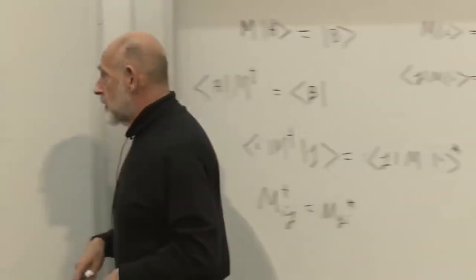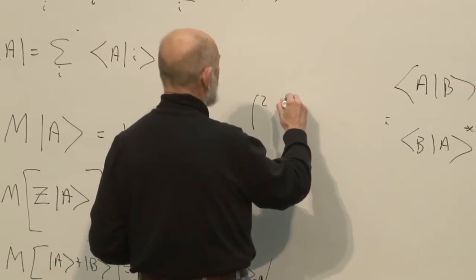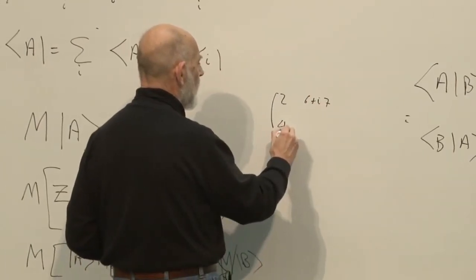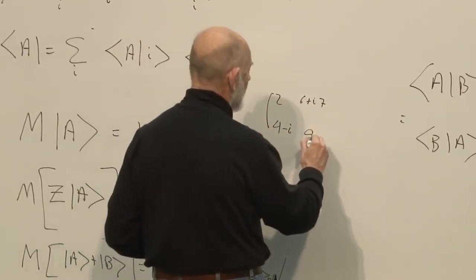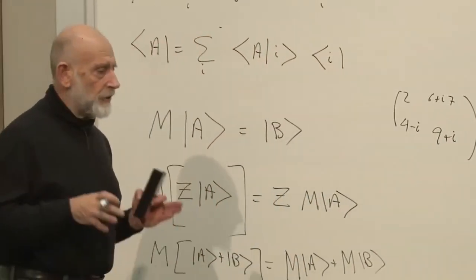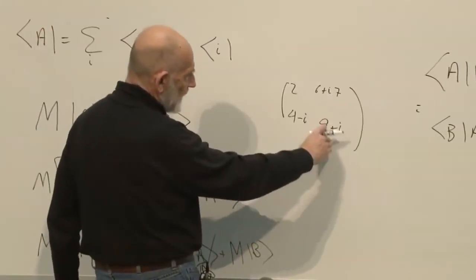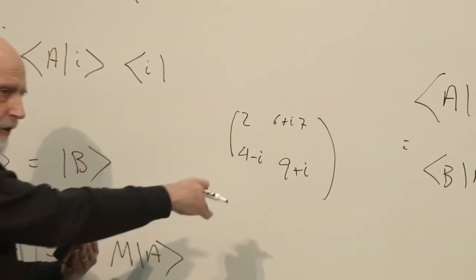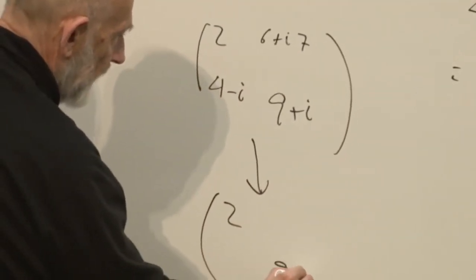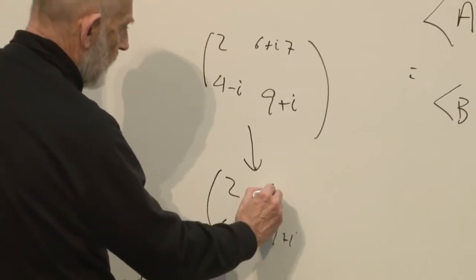Let me give an example. Supposing I have the matrix 2, 6 plus I times 7, 4 minus I, and 9 plus I. What's the Hermitian conjugate of that? All right, you first flip it. Flipping it leaves the diagonal elements in place and interchanges the off-diagonal elements. So you flip it: 2, 9 plus I, 6 plus I times 7, 4 minus I.